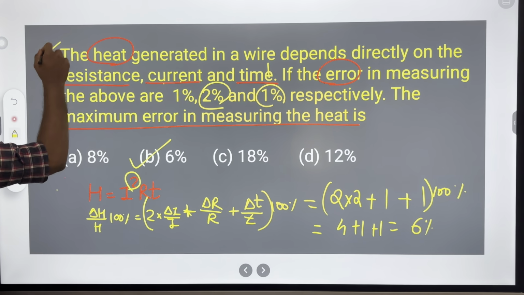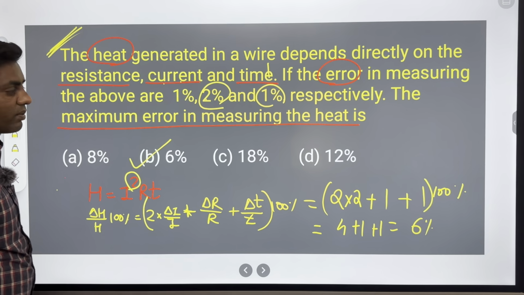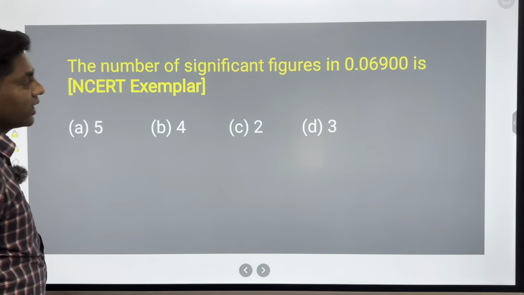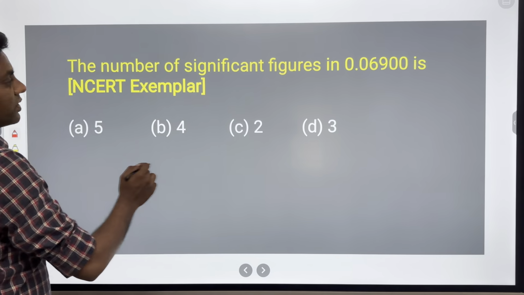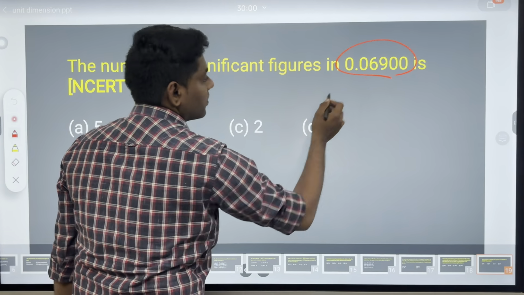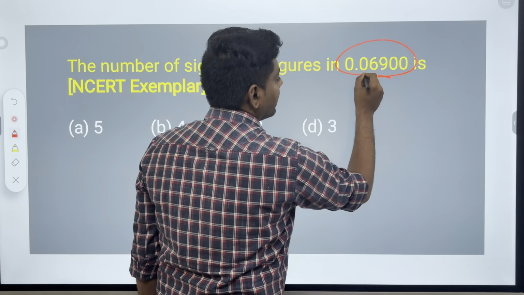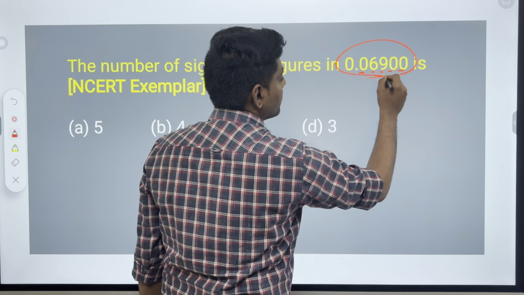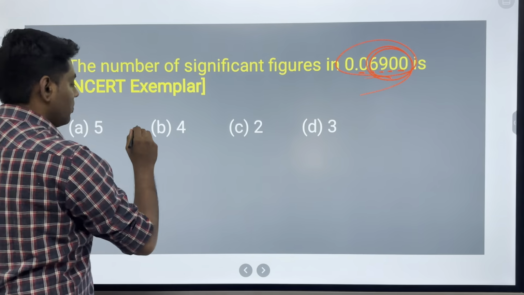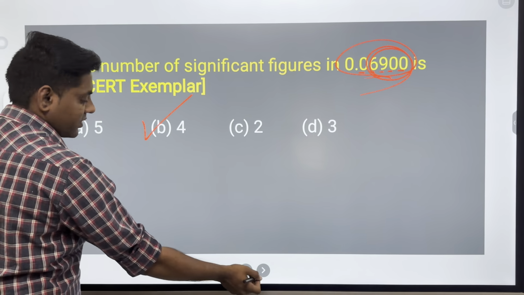Many times such a question is asked in the NEET examination. So remember. Next, the number of significant figures in 0.0... Okay, a very simple question, significant figures we have to solve. After the decimal, neglecting the 0, how many numbers are there? That is 1, 2, 3, 4. So significant figures are 4 for the given example. So option number B is the correct answer.